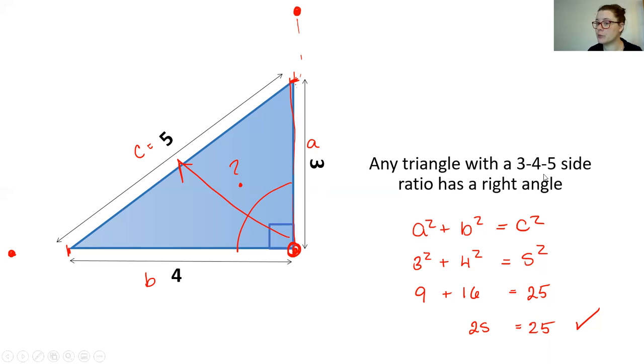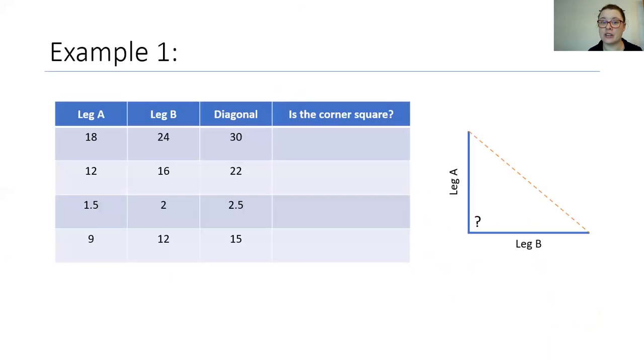But that's one of the places where the 3, 4, 5 ratio is used. It's often used to find out, is a corner a true 90 degrees? Is it square? And you can use any particular ratios. We're going to look at that in our next example.